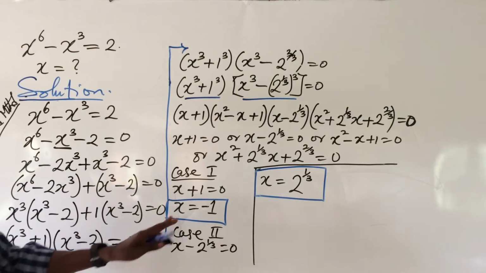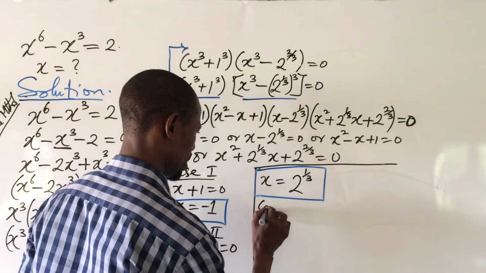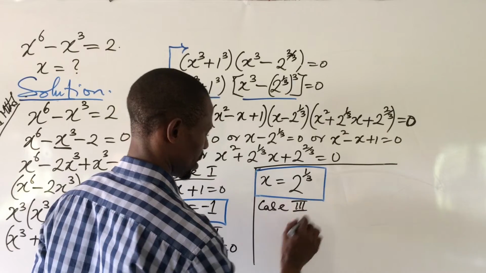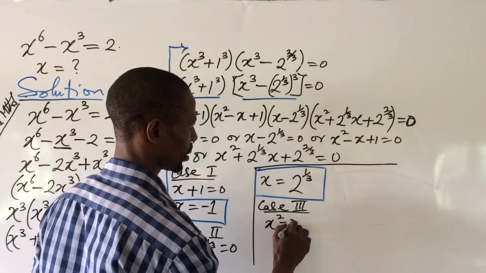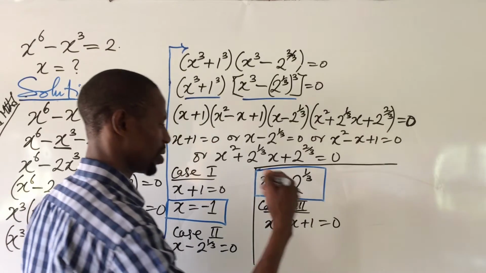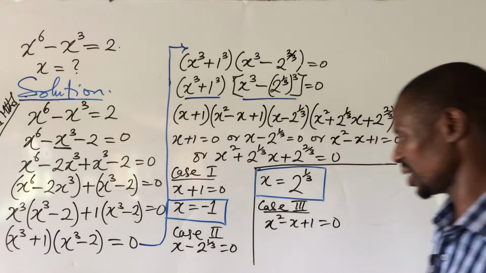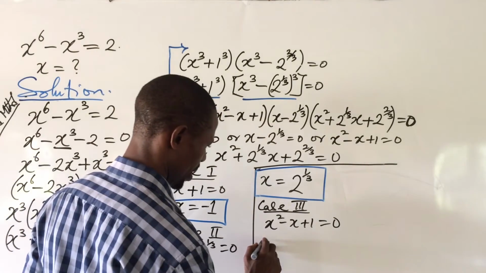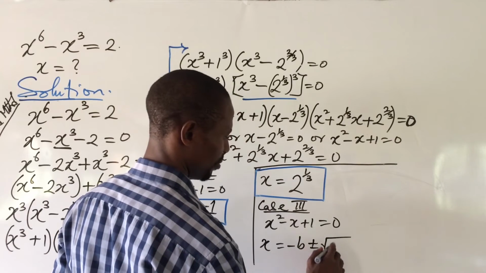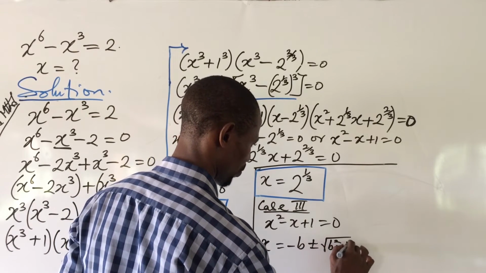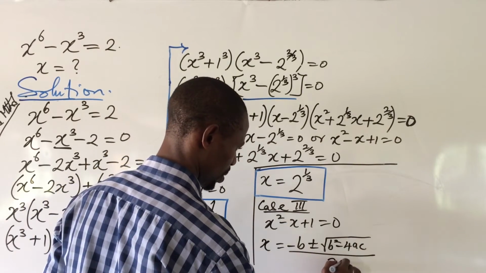Okay, all right. Then from here again, let me rule this off. So from here we go to case 3. Case 3 is a quadratic equation, which says x squared minus x plus 1 equals 0. We now use the quadratic formula to solve this. So using the quadratic formula, we have x equal to minus b plus or minus the square root of b squared minus 4ac, all over 2a.